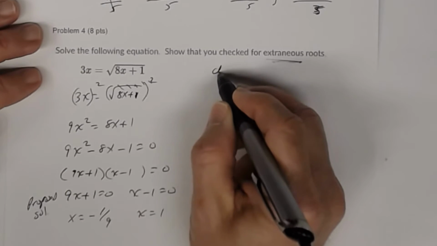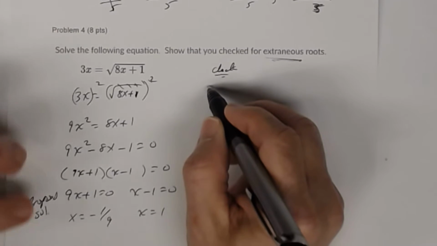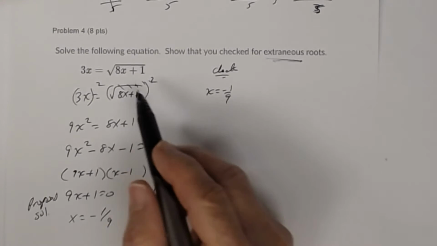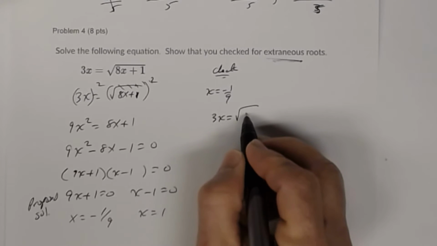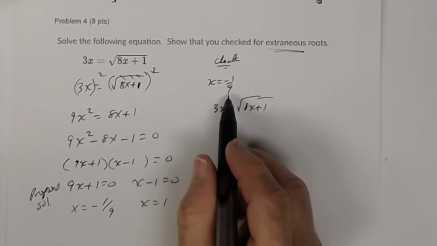All right, so let's check. You are told to check. Let's check the first one, x equal negative 1/9. And we got to go back to the original problem, which is this. So we have 3x equal the square root of 8x plus 1. Wherever we see the variable x, I'm going to substitute negative 1/9.